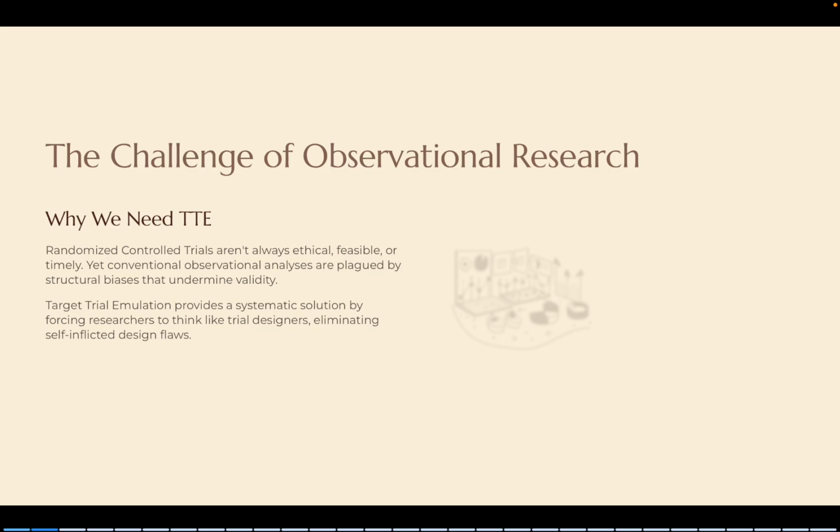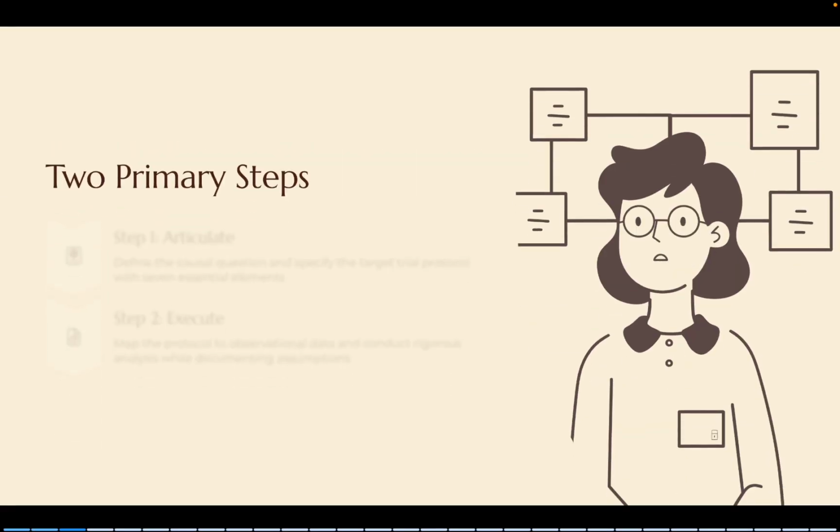So we will see how it actually gets done. It's basically a two-step process. You articulate it, and define a causal question. Mind you, in an observational study, you are exploring something. But here you have given a particular explanation for that observation. So you have a causal question and specify the target trial protocol which needs to be followed.